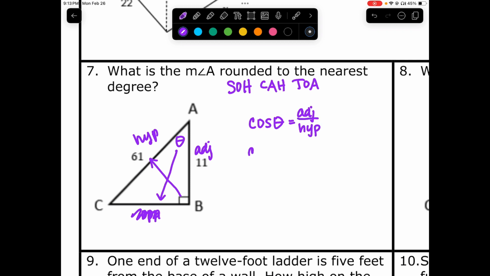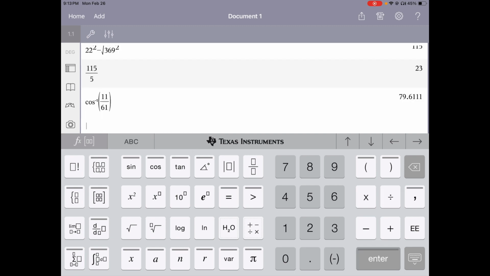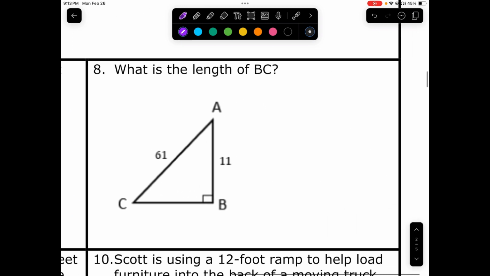And now we're going to plug in what we know. Theta is unknown. That's what we're trying to figure out. Adjacent is 11. Hypotenuse is 61. Since the angle is what's missing, we have to use the inverse. All right, so that'll give us 79.6 degrees. Go ahead and try number 8.